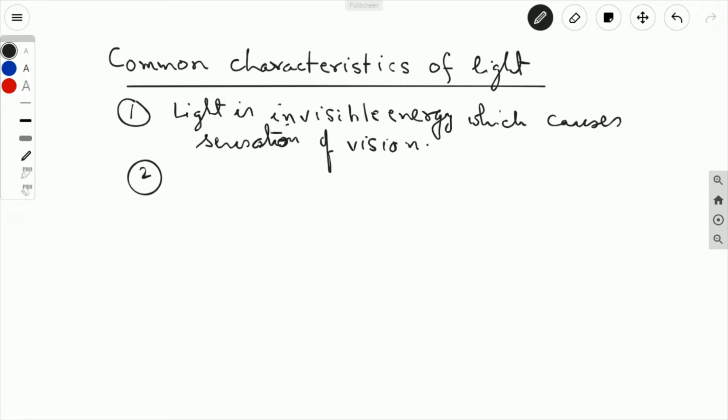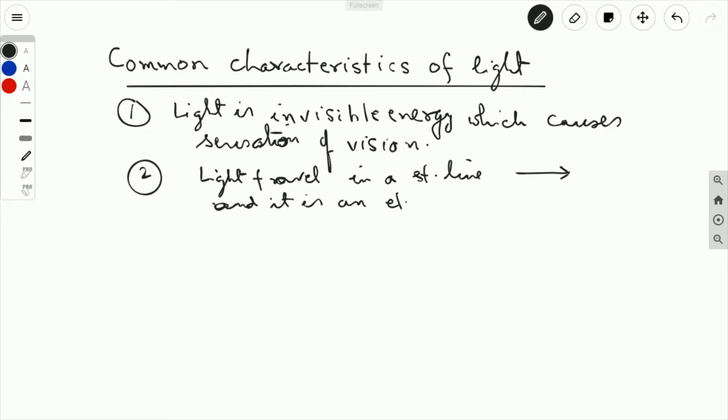And light will travel in a straight line. It is an electromagnetic wave.